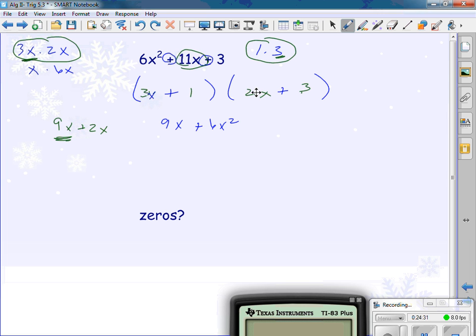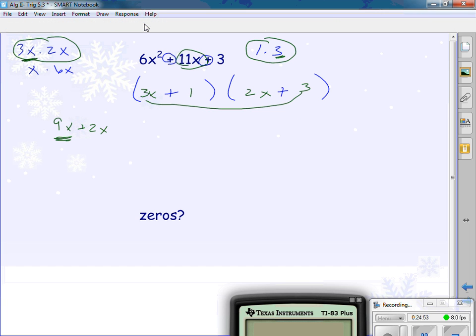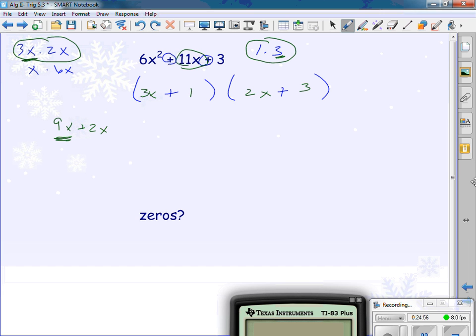I did it out of order. 1 times 2x is 2x. And 1 times 3 is 3. 6x squared, 9x and 2x is 11x, and I'm left with 3. So I got the same answer. What are my zeros? Negative 1/3, because I subtract 1 and divide by 3. Negative 3/2. Subtract the 3 over, divide by 2.